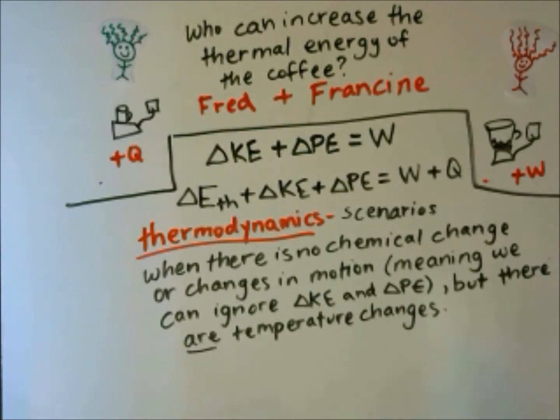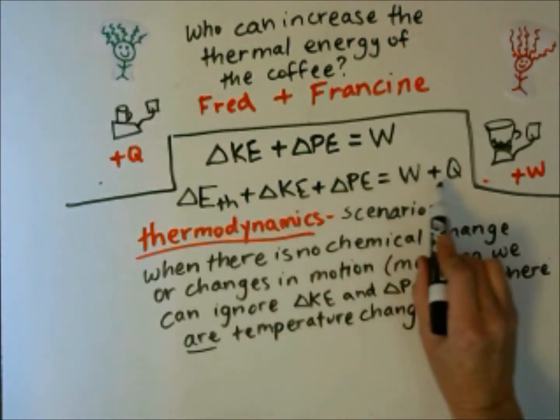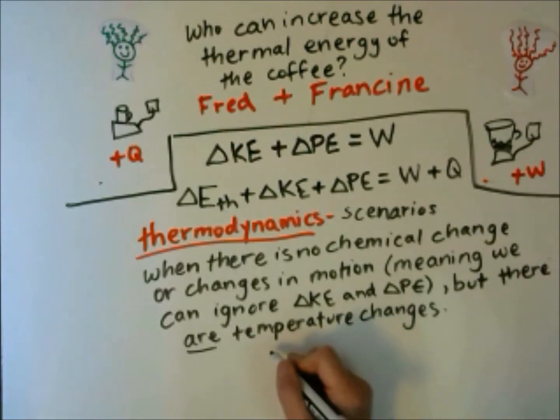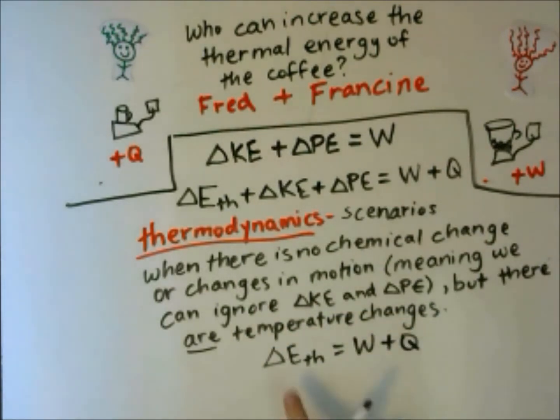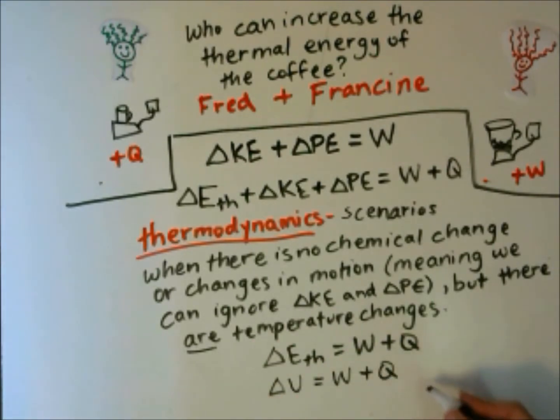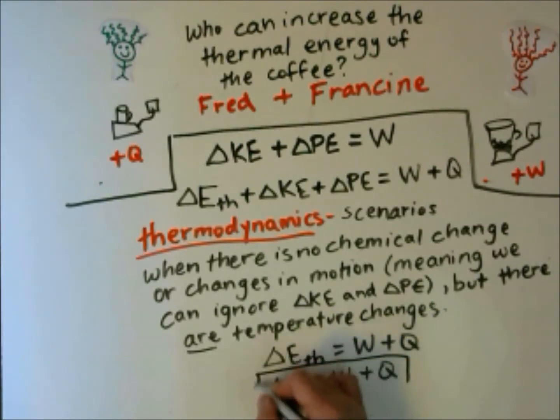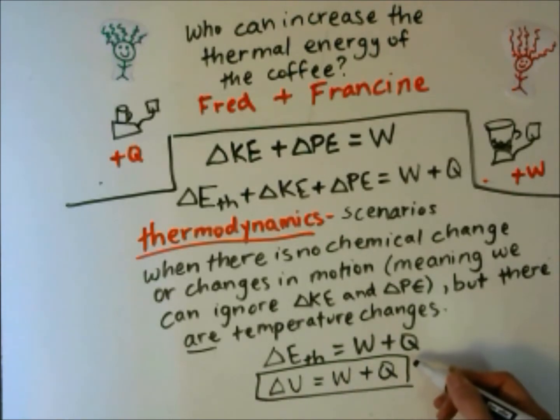When that is the case, we can simplify this equation to be the change in thermal energy equals the work plus the heat. This can also be written as, so the change in energy equals work plus heat. This is the equation that is on your AP Physics equation sheet.